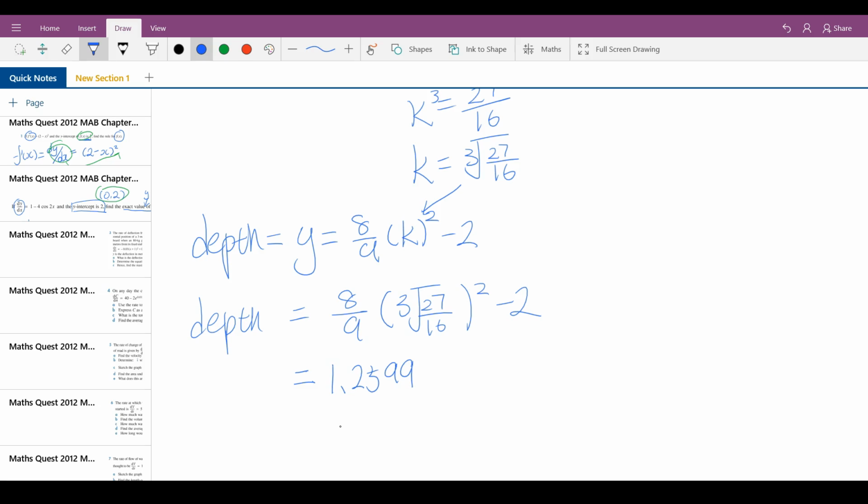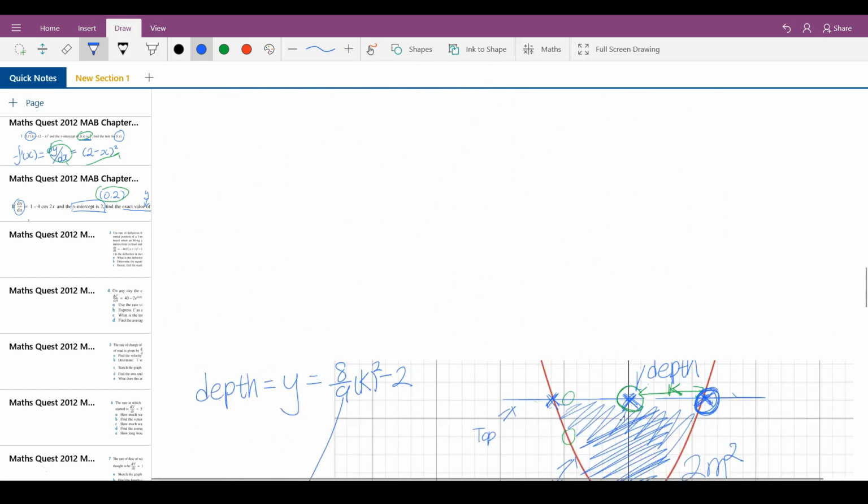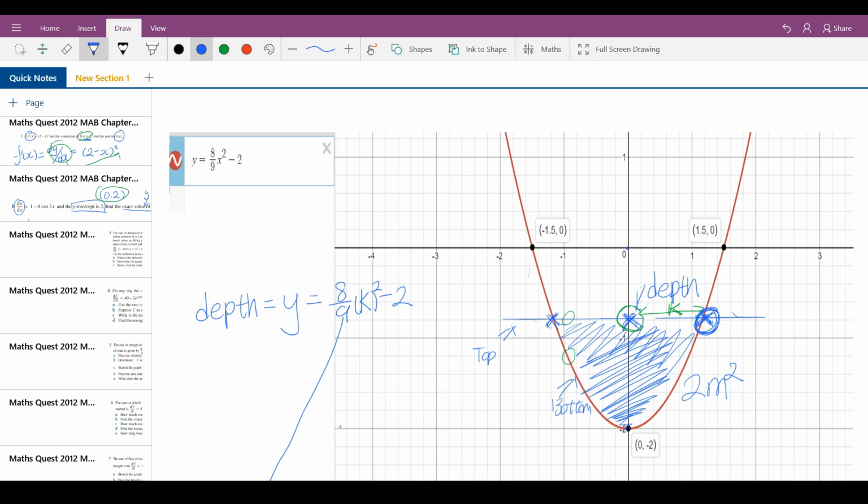We get 1.2599, yep, minus 2. And so it would be negative 0.74. Right, so this is our depth, in meters. All right, so if we go back to the graph, this is negative 0.74, so we go from 0 down to negative 0.74.